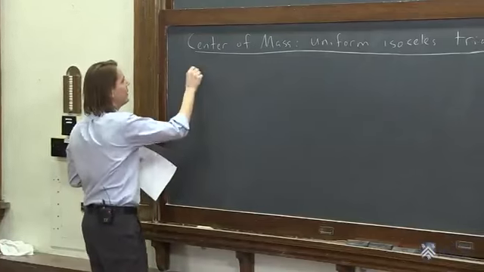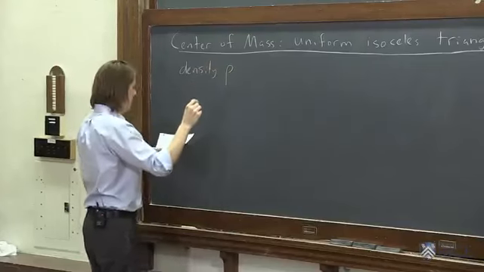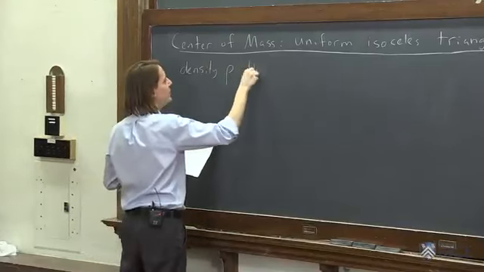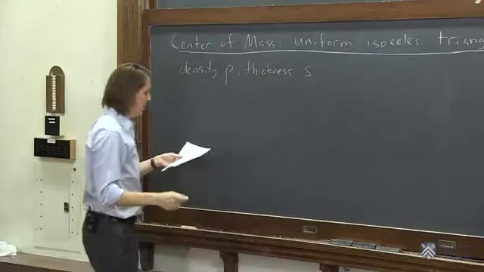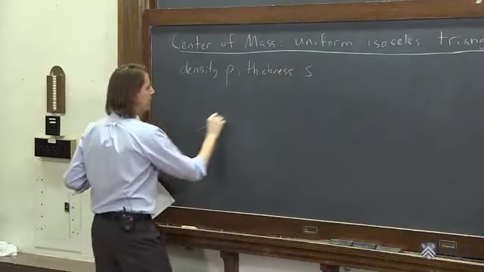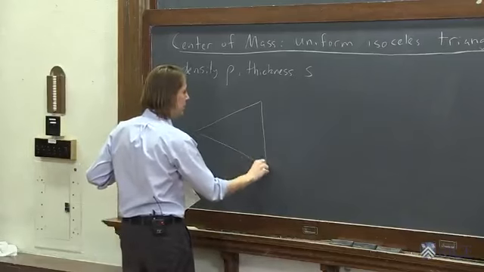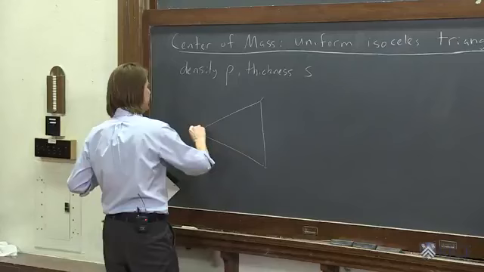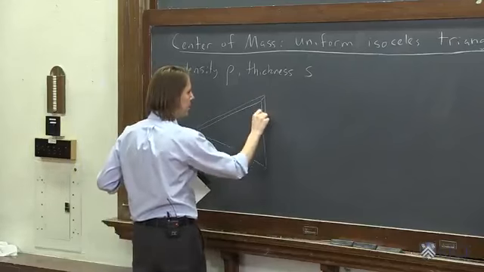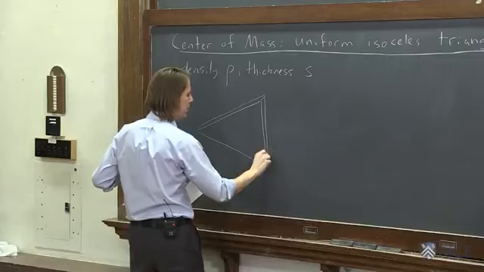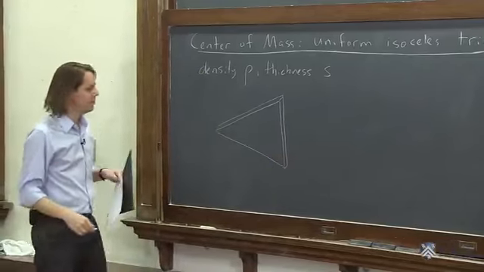unit volume. So we'll say it has density rho, and we'll say it has thickness, and we'll call that S. So if I was going to draw it here, it'll look kind of like this, the isosceles triangle, and it has a little bit of depth to it. So we can draw the back part on it like that. There we go. It's a piece of cheese, basically.